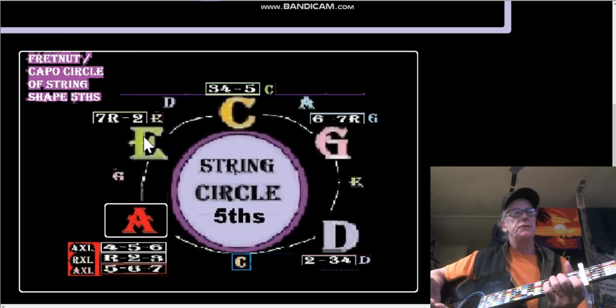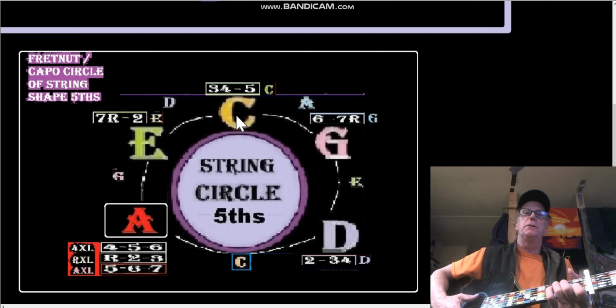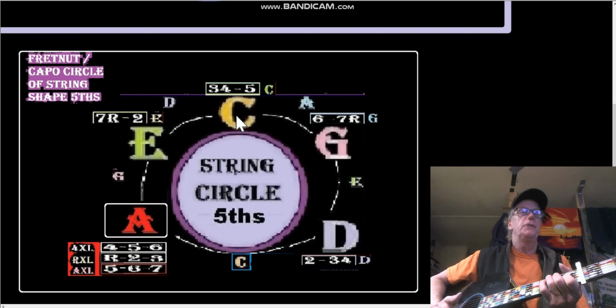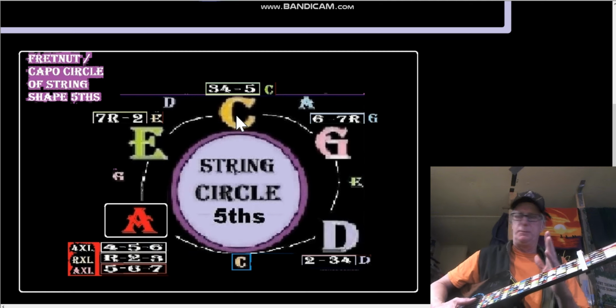Of course, we could always do C because C is a magical cage. With C, you can play all of the string shapes, so let's do that. Here, let's do the C string shape. Okay, wait a second. How are we going to do this? Oh, yeah, that's right. Okay, remember what I'm doing.